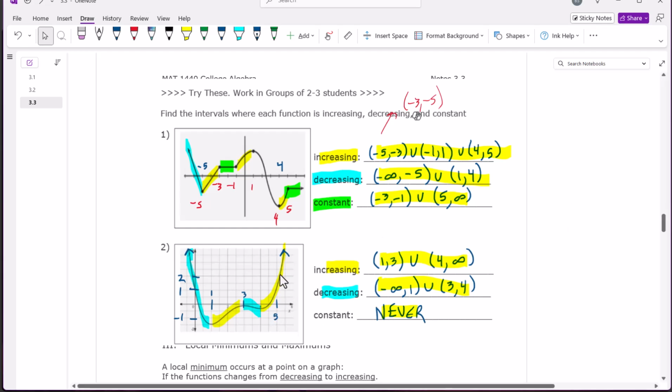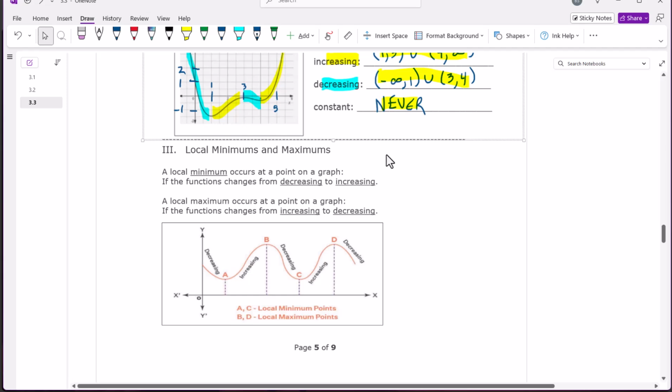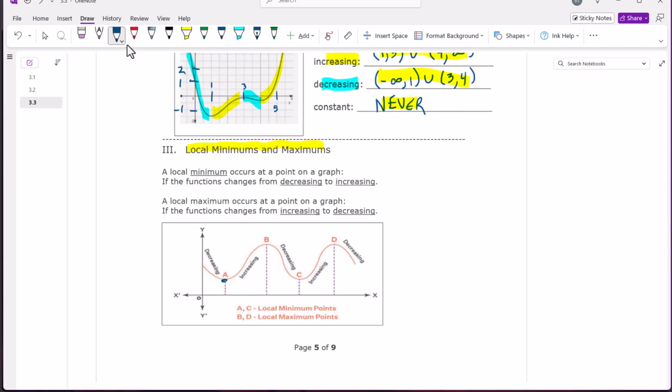Okay, next thing that we want to look at is what we call a local maximum and a local minimum. And this is another thing you talk about in calculus a lot. And really what it means is a local minimum just means a place in the graph where the graph changed from decreasing to increasing. So this right here is a local minimum, because the graph went down, it changed directions, and went up. Same thing here, this is a local minimum, the graph changed from decreasing to increasing.